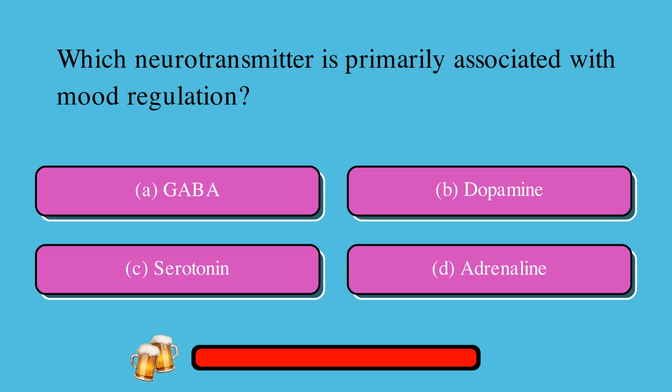Which neurotransmitter is primarily associated with mood regulation? A. GABA, or B. Dopamine, or C. Serotonin, or D. Adrenaline. The correct answer is C. Serotonin.